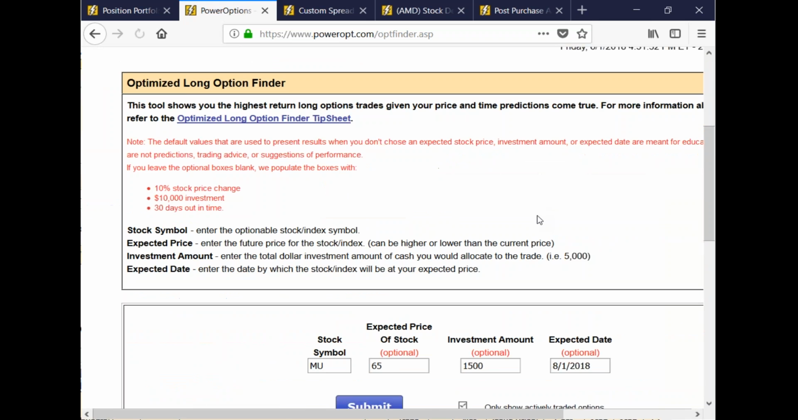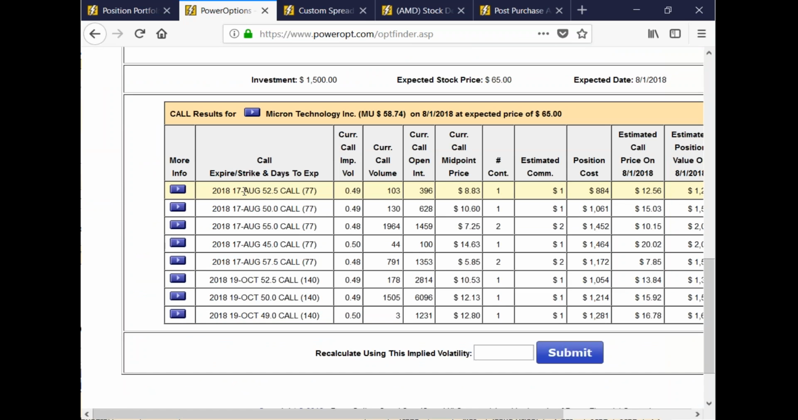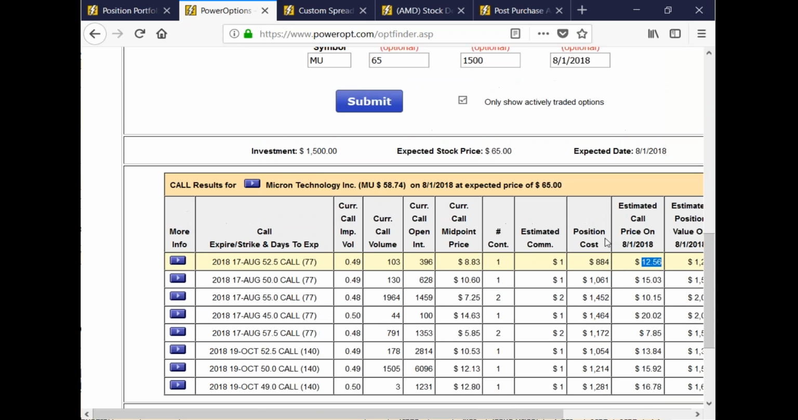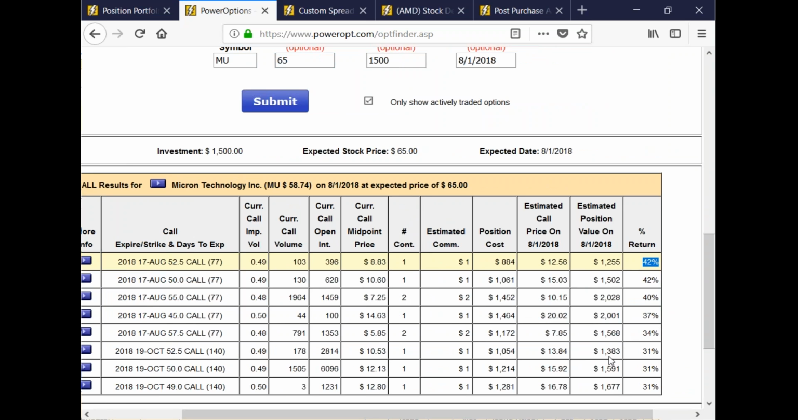What's the best option? In theory, the best option is the August 52.5 call. How do I know that? What this tool did is it went out and looked at every single option available on MU. It grabbed the current price and, of course, some basic data, volume and open interest, how many contracts I could buy based on my investment amount, the estimated value of that option if the stock hit my expected target on my expected date, and ordered it from highest percent return to lowest.